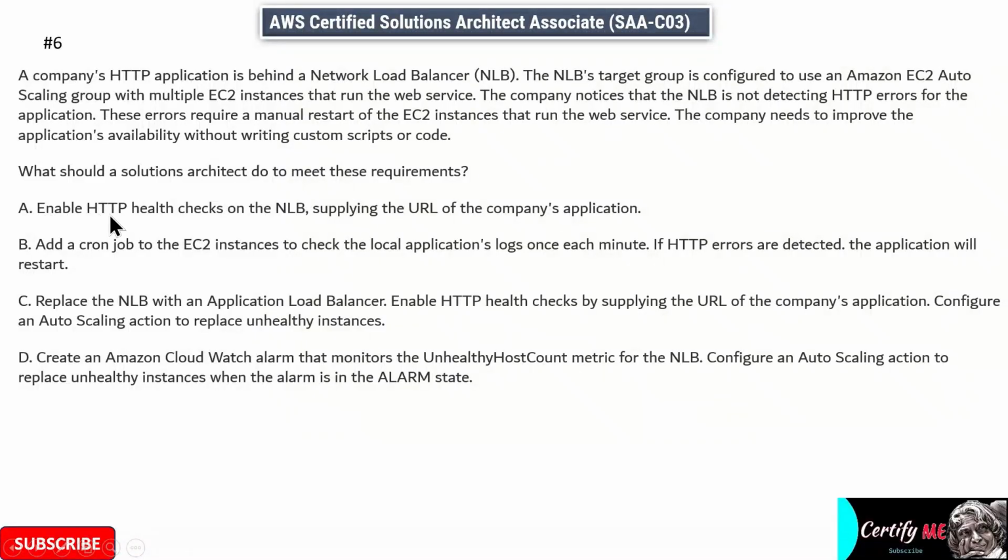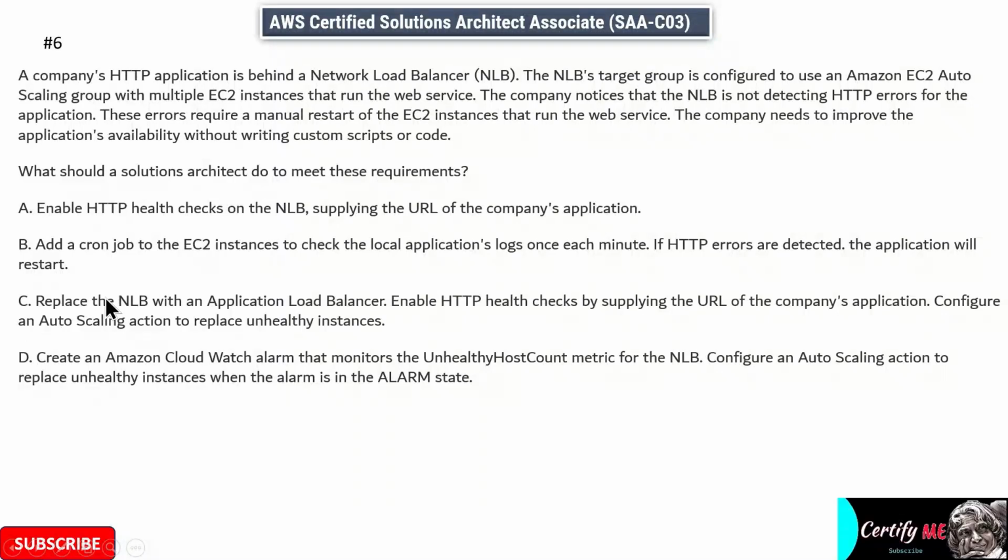Option A. Enable HTTP health checks on the NLB, supplying the URL of the company's application. Option B. Add a cron job to the EC2 instances to check the local application's logs once each minute. If HTTP errors are detected, the application will restart.